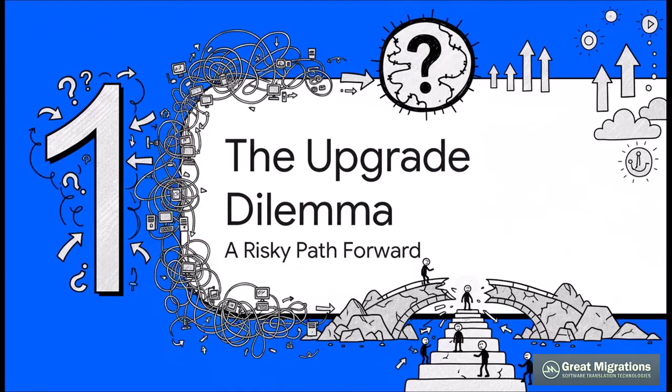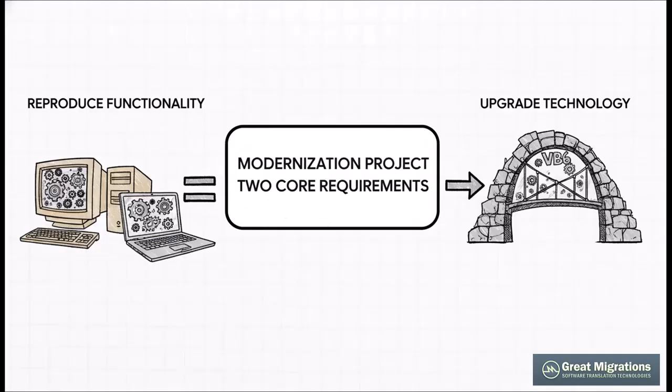And that question right there, that is the very heart of the upgrade dilemma. You know you have to modernize. You know you have to do something, but the path forward just seems so unclear, and frankly, it's packed with risk. When you really boil it down, any modernization project, no matter how big and scary it seems, starts with two deceptively simple requirements. First up, the new system has to do exactly what the old one does. No exceptions. And second, you've got to upgrade the technology, right? Move from something outdated to a modern platform, like .NET.